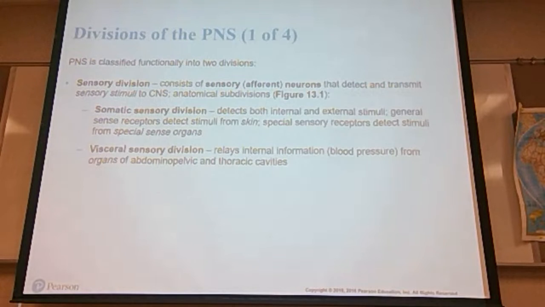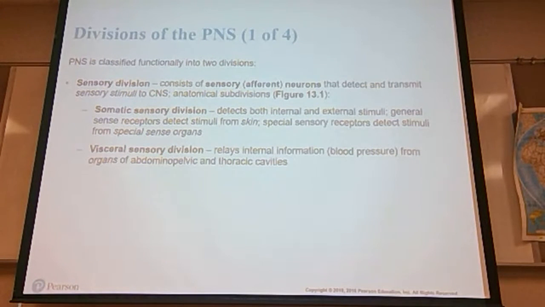The sensory division, also known as the afferent division, consists of the sensory neurons. These are the neurons that detect and transmit sensory stimuli to the central nervous system, and it has a couple of different anatomical divisions. You have the somatic sensory division and the visceral sensory division. And if you remember, when we talk about somatic, we're usually talking about things that have to do with the muscles, the organs, and those kinds of things, or some special sense organs. The visceral tends to be more of the abdominal pelvic organs.